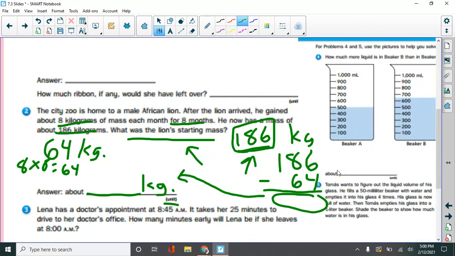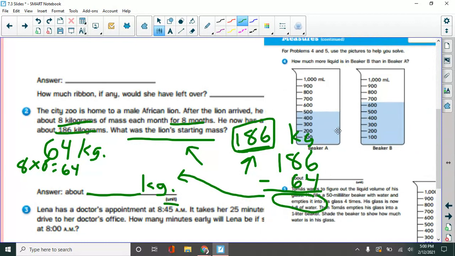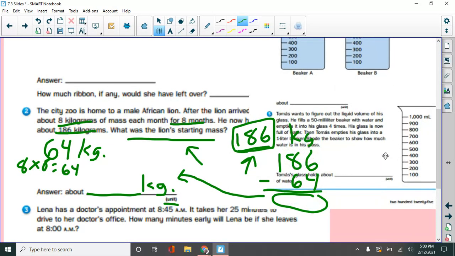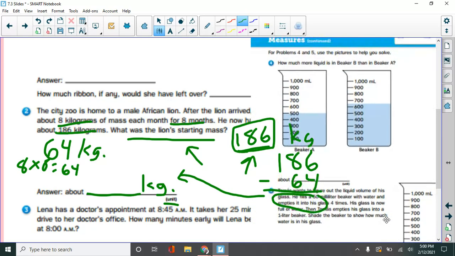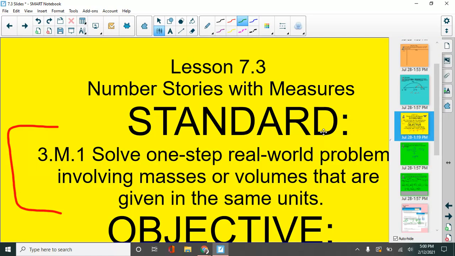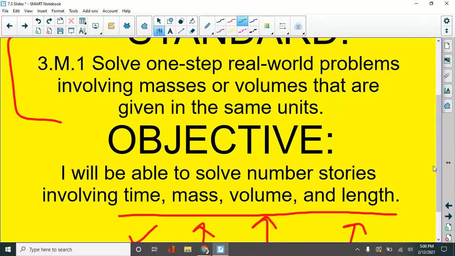Hello, other page. That you use the picture for. Okay, so some things with milliliters. We've been talking about that a lot lately. Oh, some more with milliliters. So you have these 5 word problems to try today, because that's what our objective is. That's what our goal here is to be able to solve number stories involving time, mass, volume, and length.